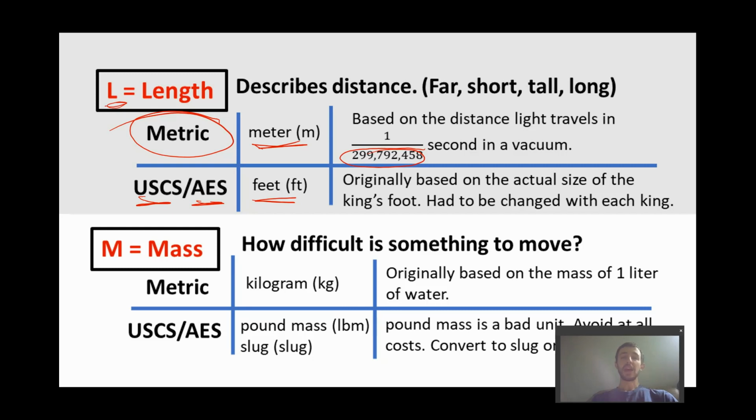Okay, and then feet. Feet were originally based on the actual size of the king's foot, and it changed with each king until eventually people realized this is a bad idea to keep on changing this measurement. Let's make one standard measurement for it. But it's easy to understand. A foot is roughly the size of most people's feet. Now, if you've got tiny feet, it probably doesn't work for you, but on average, it's kind of close. So it's a little easier to see in that way.